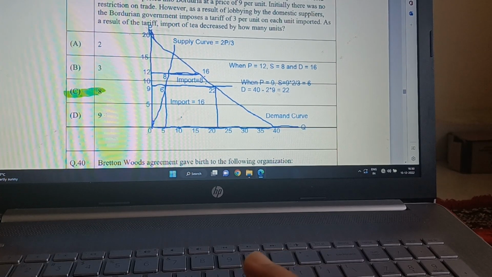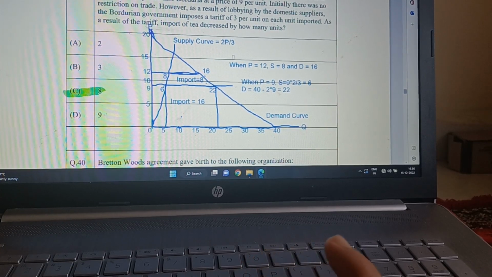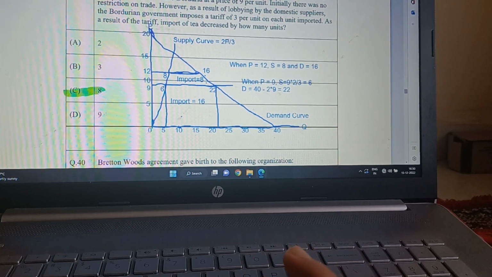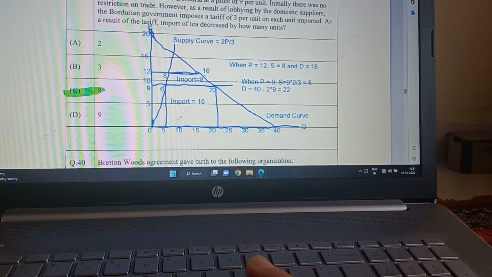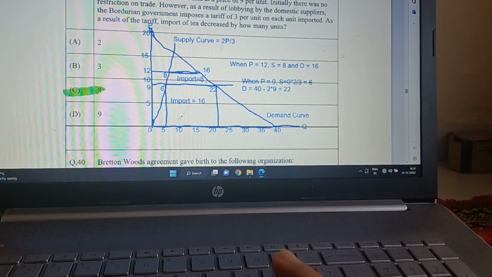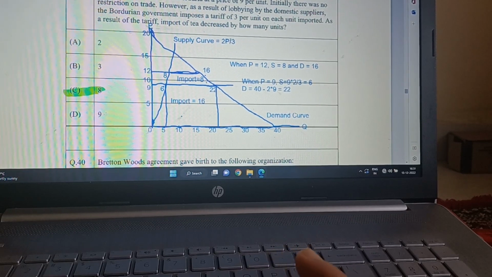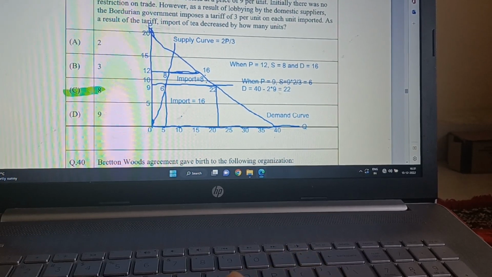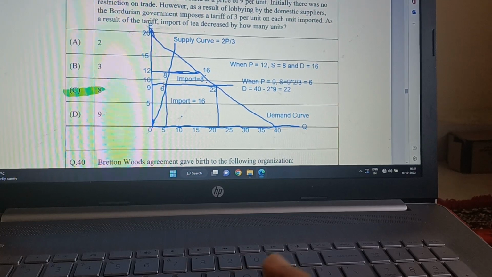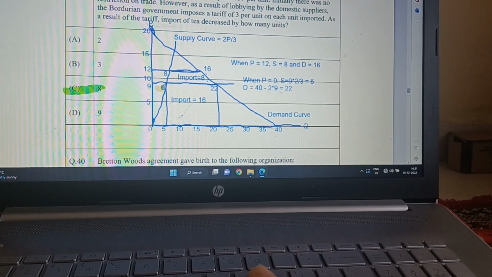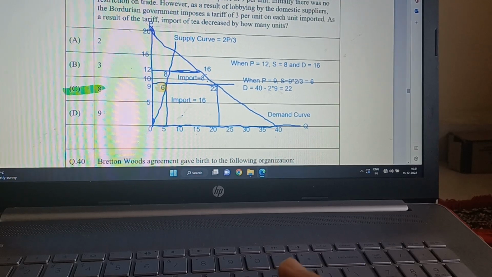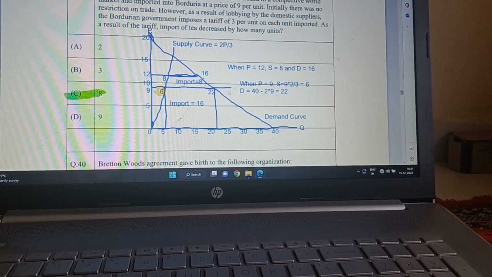And so the slope is 2 by 3p, and at p equal to 9, q will be 2 times 9 by 3, which is 6. So I wrote 6 here because q is 9 initially. And now what is the import then?